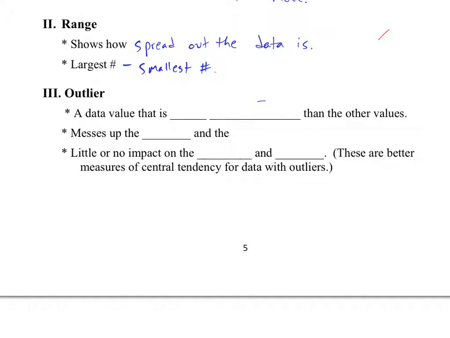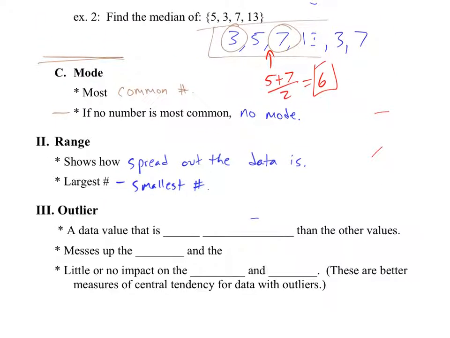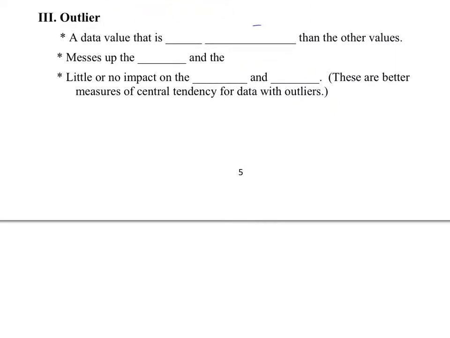So always big minus small. Then you'll get a positive number for the range. We okay for range? If you wanted to go back to that data set we are half-heartedly doing here, you have to do the 13 minus the 3 to get a range of 10. Good? Then, outlier.